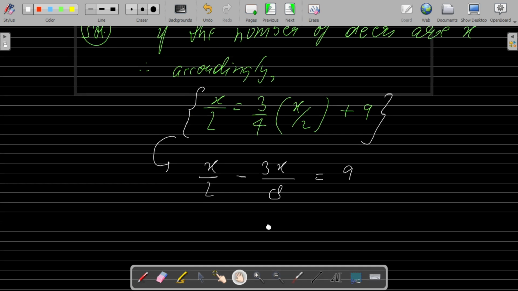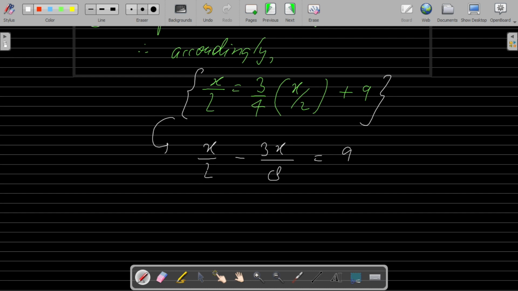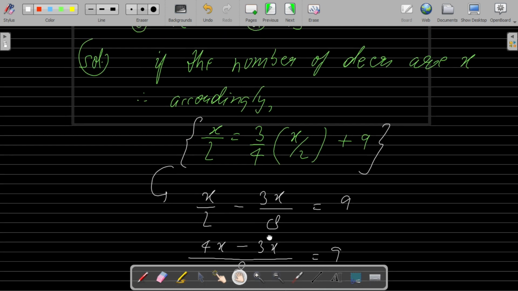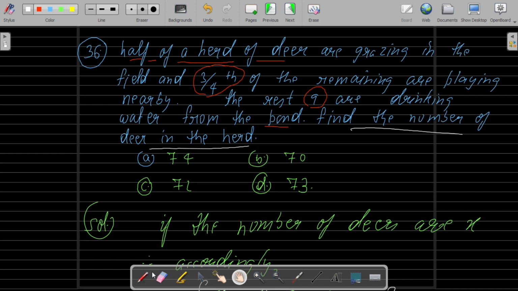Alright. Now, if I take the LCM between 2 and 8, it will obviously be 8. Then 2 4s are 8, so 4x minus 3x, x upon 8 equals to 9. That is x equals to 72. So there are 72 deers in the herd. So the correct option is C.